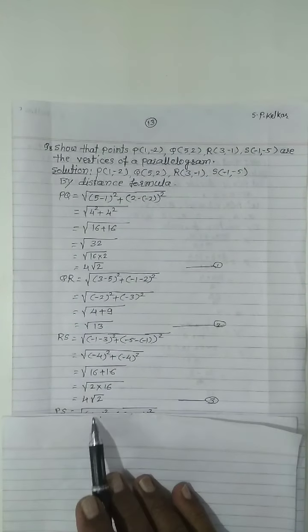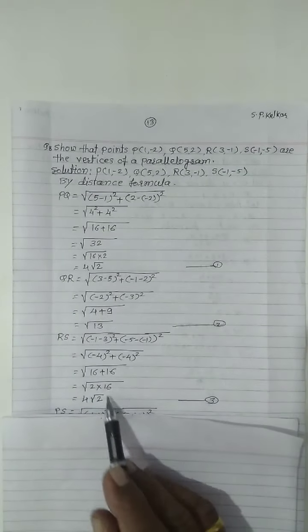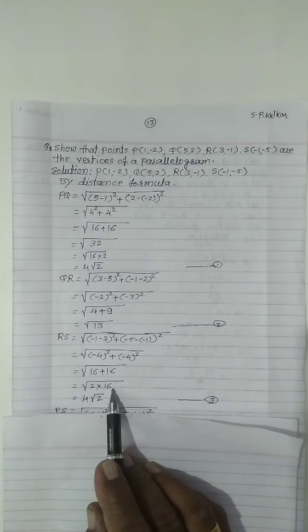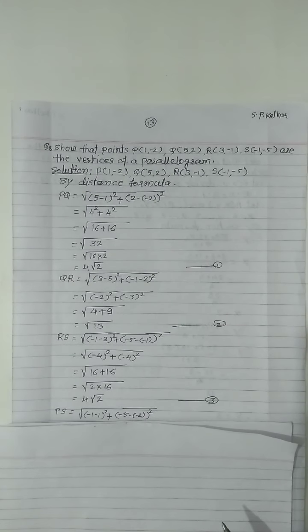Then 32 is written like this, 2 into 16. Then we find the square root of 16, which is 4. So the square root of 32 is 4 root 2. This is the third value, RS.